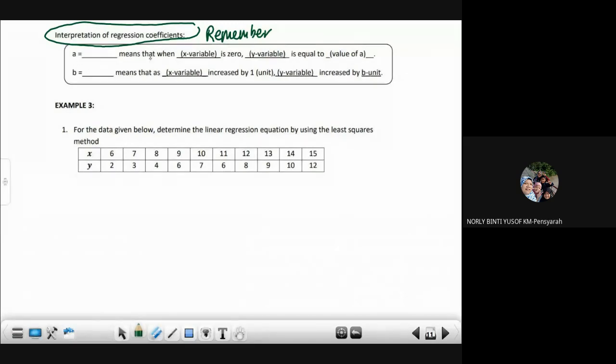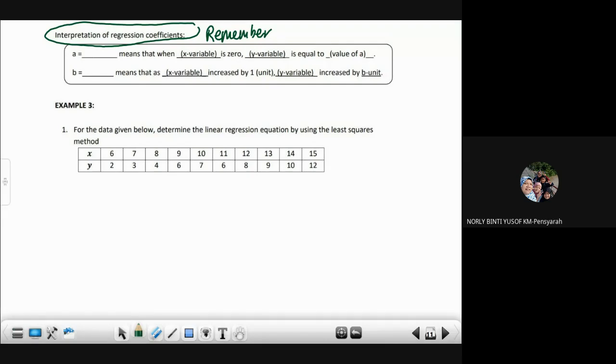A yang you kira means Y. When the X variable is 0, Y variable is equals to the value of A. Itu cara you nak interpret. B pun sama, the value of B means that the X variable increase by 1 unit, Y variable increase by the B unit. Ini generally, tapi kita akan tengok pada variable X dan Y dalam soalan. So ni pun kena hafal interpretation ni, selain daripada R dengan R squared.